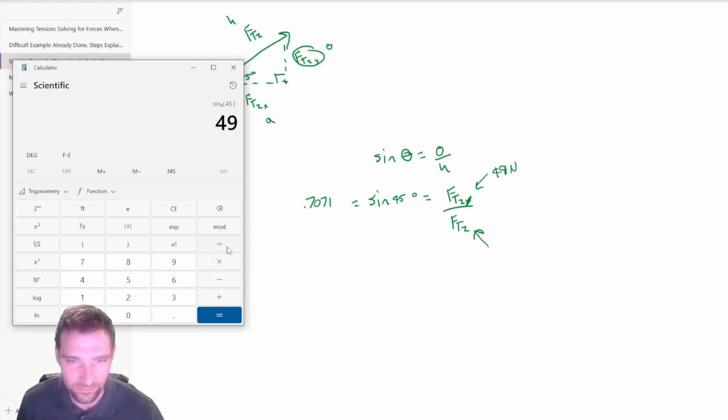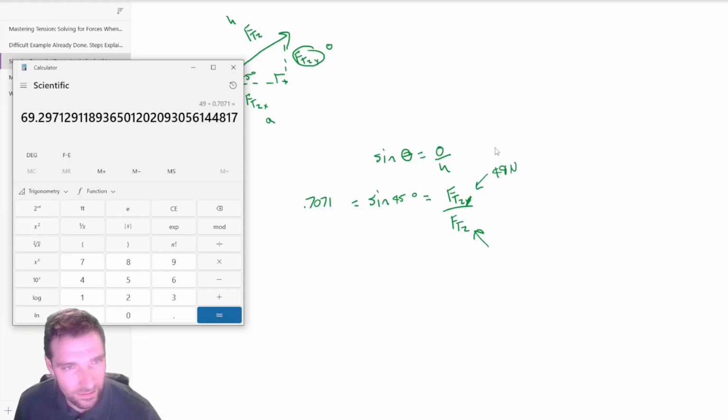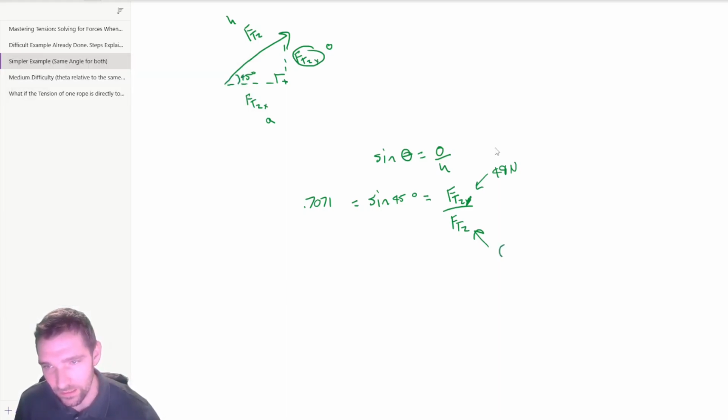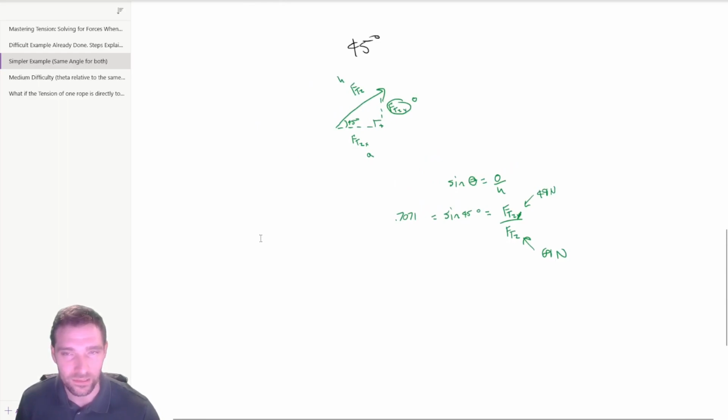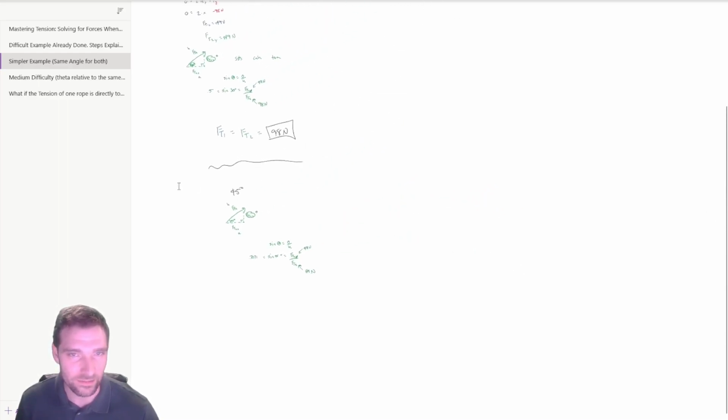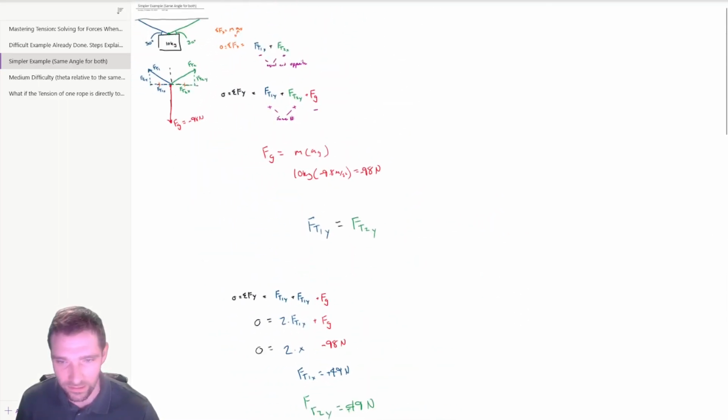49 and divide by 0.7071, and I'm getting 69.3. Or if we're doing the sig figs on that, 2 sig figs, that'd just be the 69. So you can see that this isn't exactly the other number that we had above, but that should kind of make sense to you if we have the triangles at a slightly different angle here.